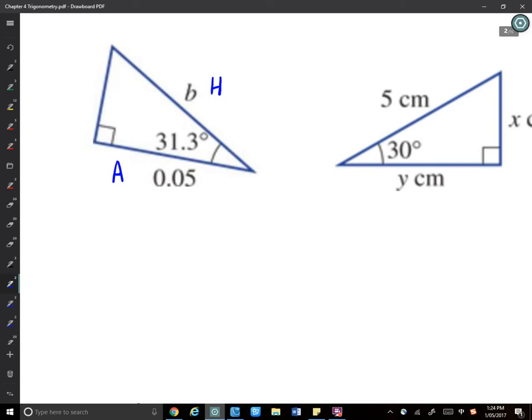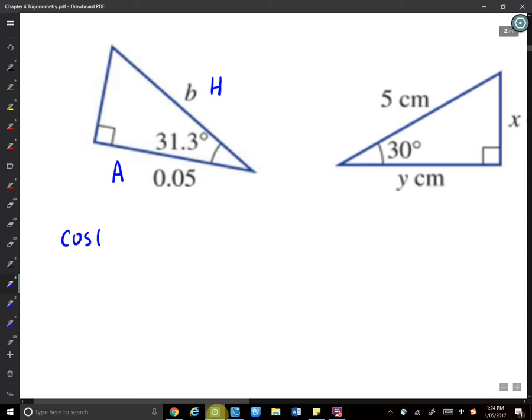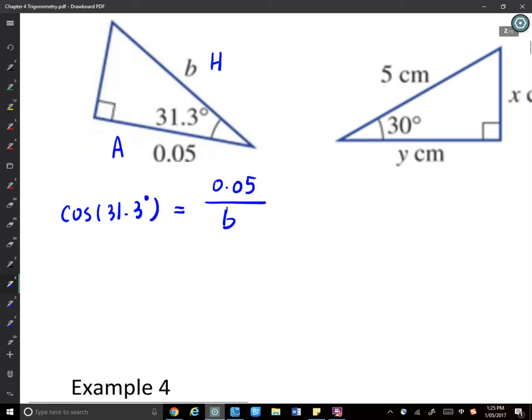Adjacent and hypotenuse will give me cosine relationship. So cosine 31.3 degrees will equal adjacent, which is 0.05, over b, over hypotenuse. Cosine equals adjacent over hypotenuse. So how can I solve for b?